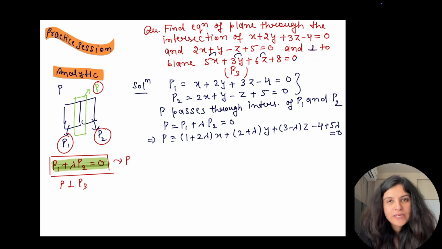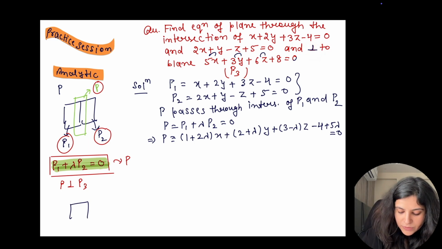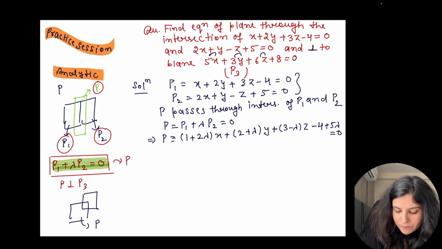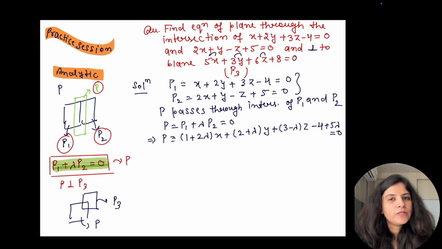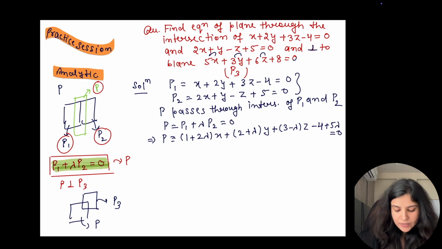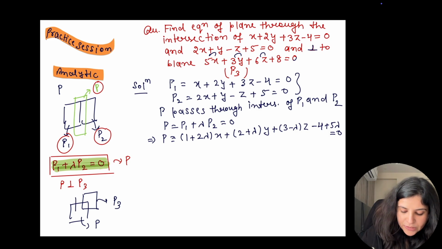And whenever two planes are perpendicular, let's suppose this plane is perpendicular to this plane. This is my P and this is my P3. प्लेन का अपना कुछ भी नहीं होता है, सब कुछ नॉर्मल का होता है. नॉर्मल इज परपेंडिकुलर टू द प्लेन. सो ये इसका नॉर्मल है, ये इसका नॉर्मल है.